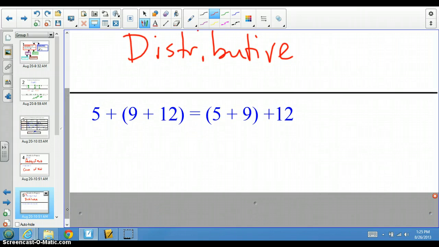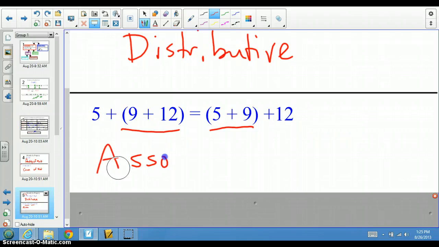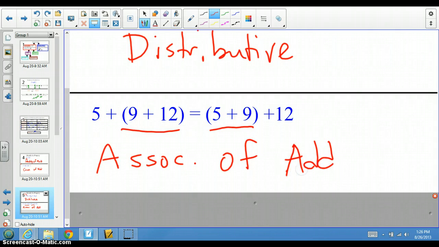And then the last one, 5 plus 9 plus 12. Well, I have to do that first because it's order of operations on the left side. On the right side, I have to do that first. So we are changing the order up, but we're also changing the order of operations. So this is an associative property of addition. Remember, you can pause this video at any time and come back to something else if you want.